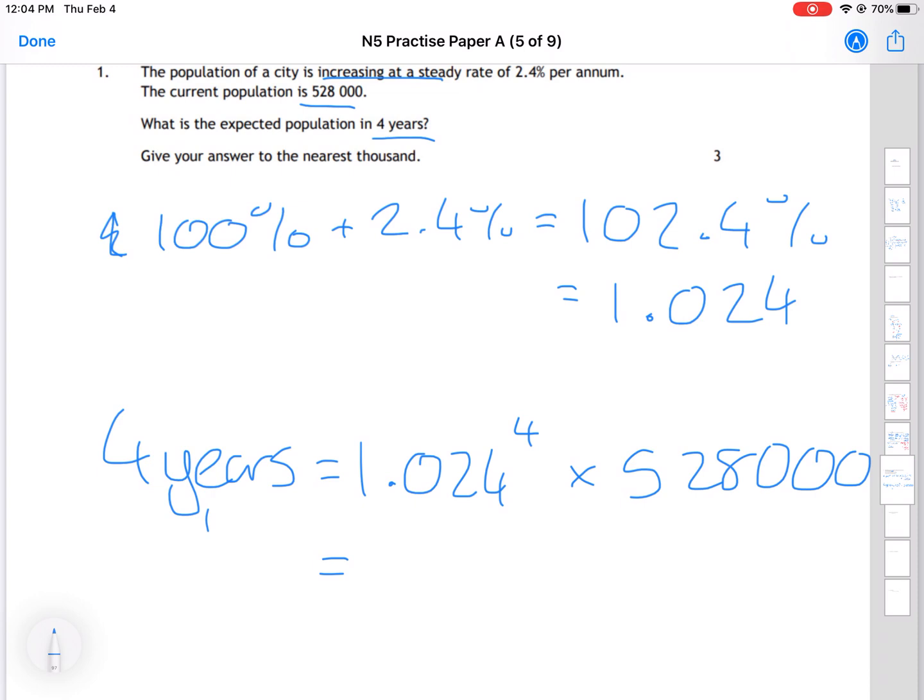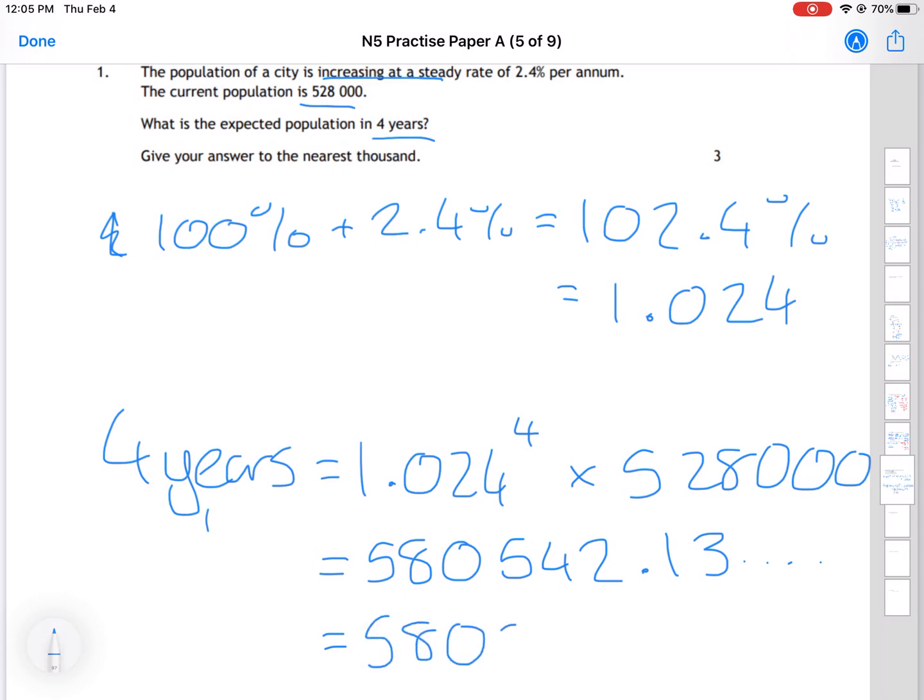This can go in your calculator. This is a calculator paper. This starting from now, it's paper 2. So power of 4 times 528,000, and we'll get 580,542.13 and so on. Now we've got to round this. For populations, we want a whole number of people. So 580,542 people will be our population at the end of the 4 years.